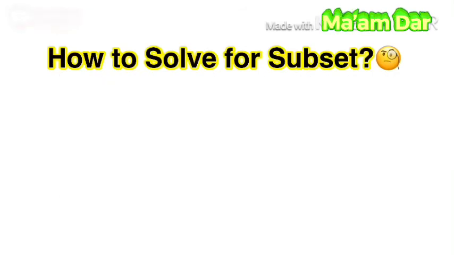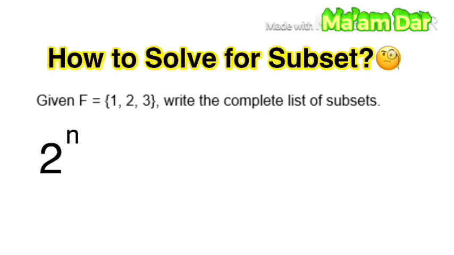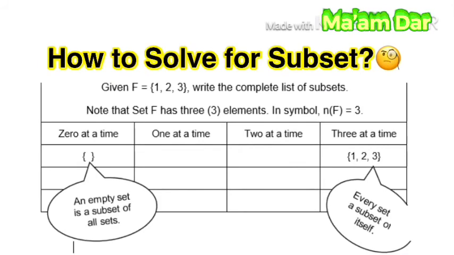Another example, given set F, write the complete list of subsets. Note that F has 3 elements. So, para makabalo ta pila kabuok yung subsets, you use the formula 2 raised to n. So, you have 2 cubed. 2 cubed is equal to 8. That means na siya 8 ka subsets. So, remember, 3 siya ka elements. So, write kag 0 at a time, 1 at a time, 2 at a time, and 3 at a time.